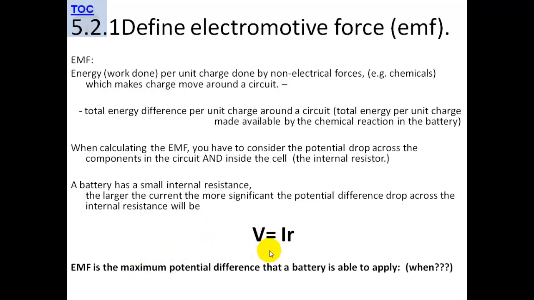When is this voltage going to be 0? When is the potential difference drop across the internal resistance going to be 0? When is this value going to be 0?